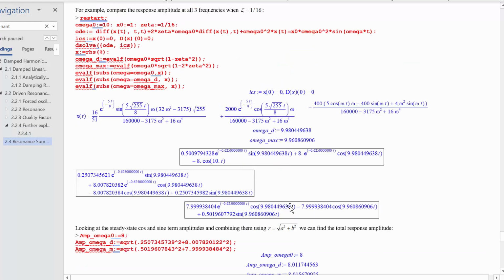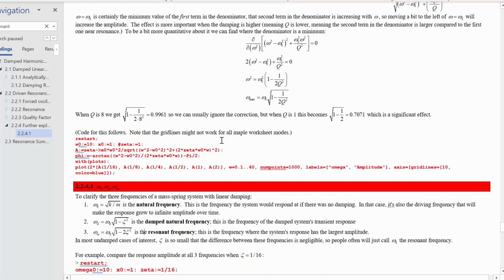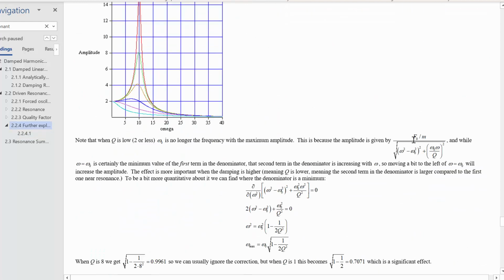But why? How did we know that we should get a larger response at omega naught root 1 minus 2 zeta squared? What's with this 2? Where did that come from? Well, remember when we worked out the amplitude should be this? Here it is written in quality factor. You could have had it in the zeta form instead. We can find out where the real max of this is by figuring out where the denominator is at a minimum.